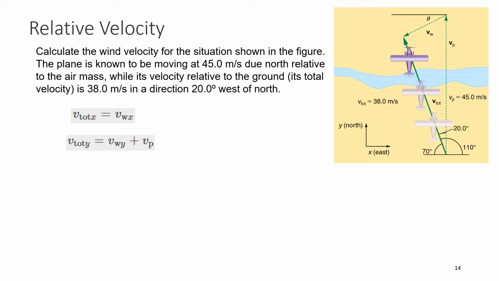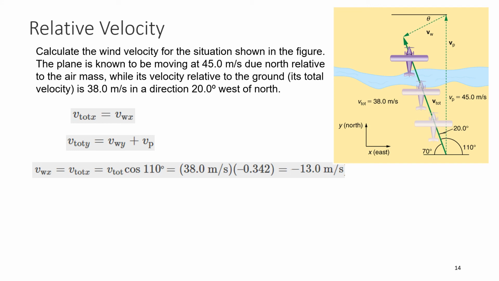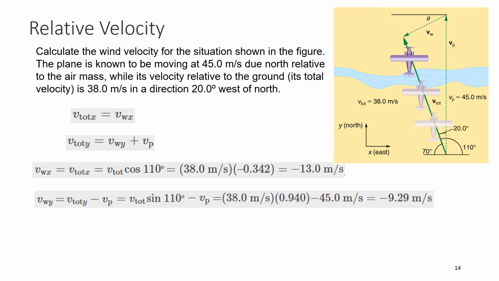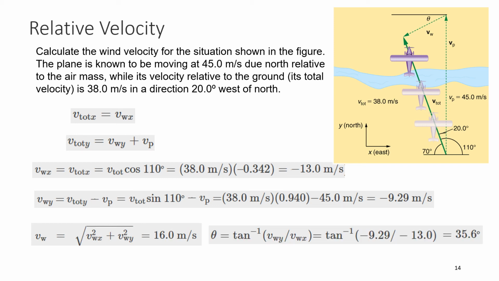Plugging in all the numbers, the x component of the wind velocity is minus 13.0 meters per second. The y component of the wind velocity is minus 9.29 meters per second. So the total magnitude of the wind velocity is 16.0 meters per second, and the direction angle theta is 35.6 degrees.